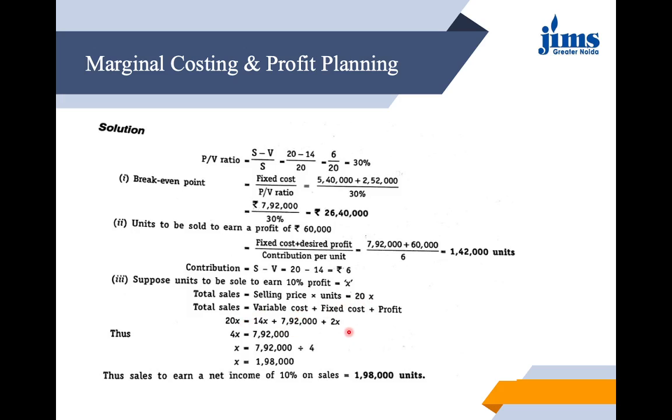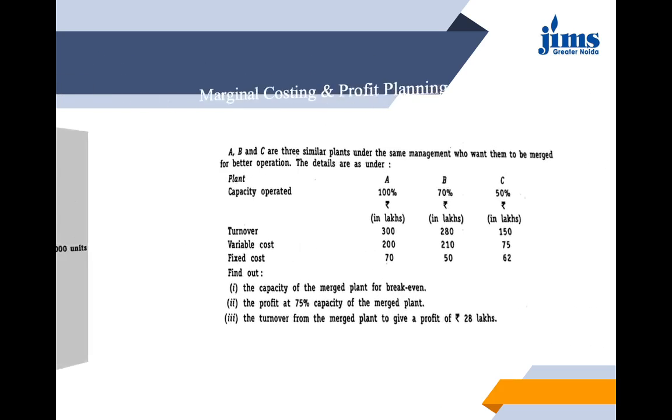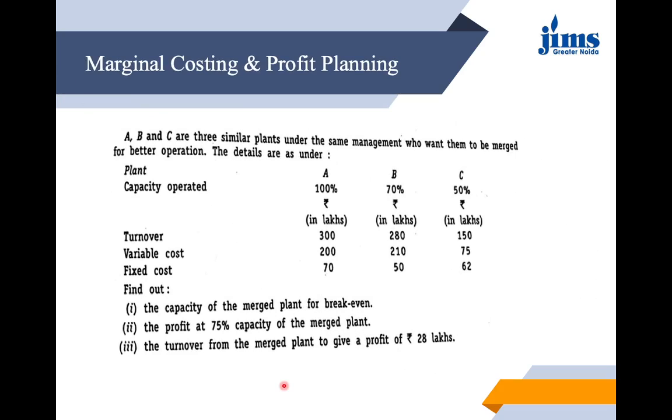So we can put all these in terms of X: total sales, that is 20, selling price into the number of units; variable cost is variable cost per unit into number of units; fixed cost is 7,92,000 that we already have; profit is 2 into number of units. From there we can find out the value of X, that is 1,98,000 units. So in order to earn an income of 10% on sales, we need to produce 1,98,000 units. See, this technique is very useful for organizations to find out these important factors.